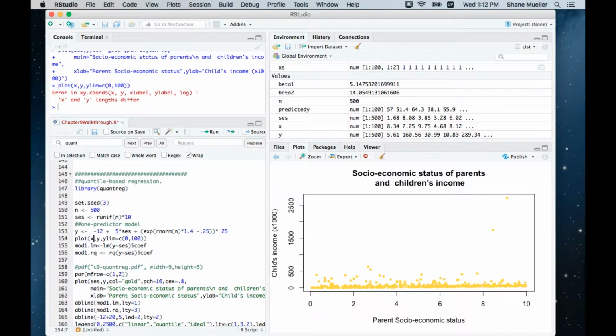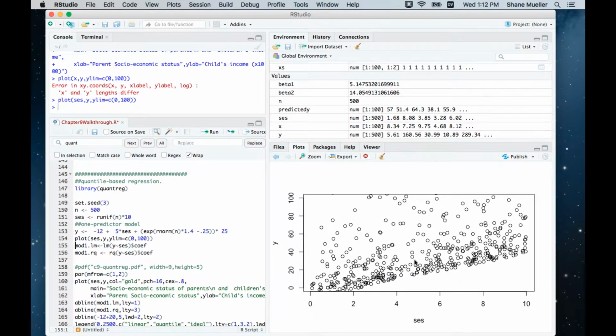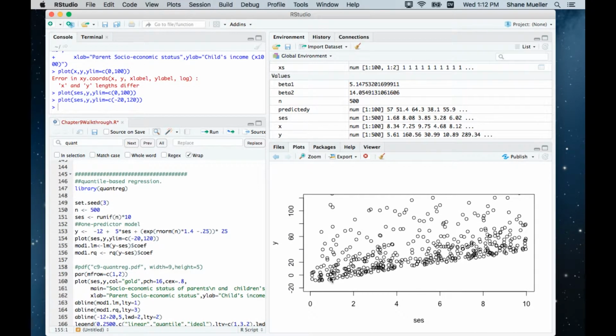Instead of x and y, it's SES and y. Or maybe we go up to -20 and 120. We can see that in this data set, which is completely fake data because I just generated it with this function, there is sort of a relationship, and even some people are below zero, which I guess might just indicate that they have no income or they're in debt or something like that. But this is highly skewed. Most of the people are around here instead of up much higher.